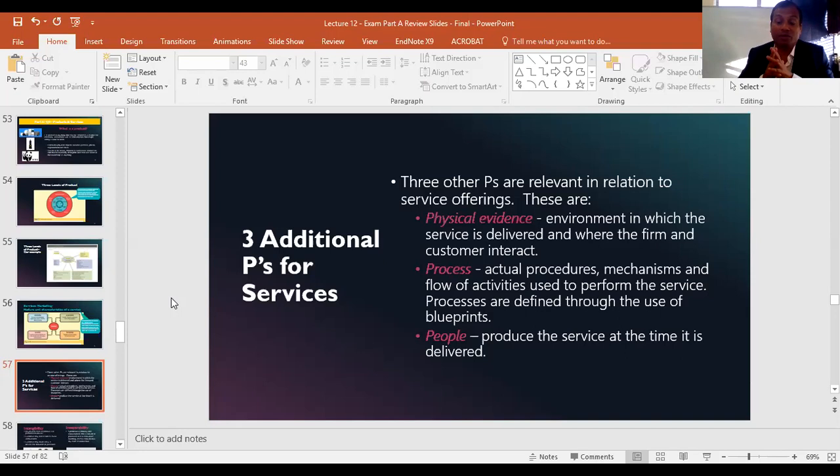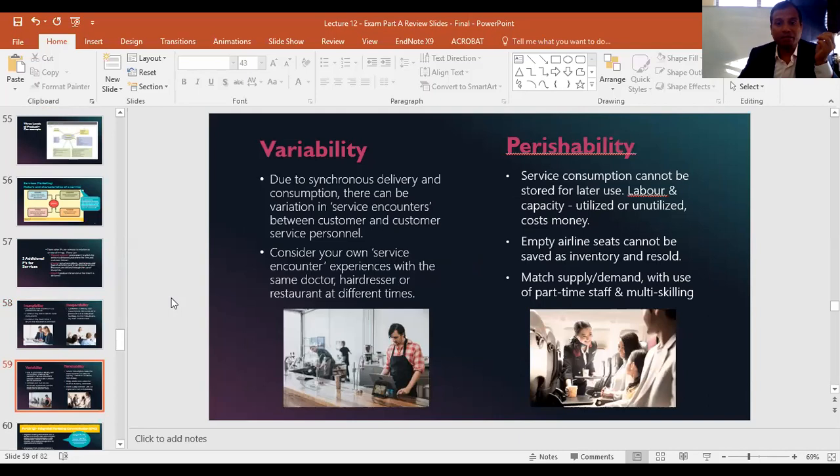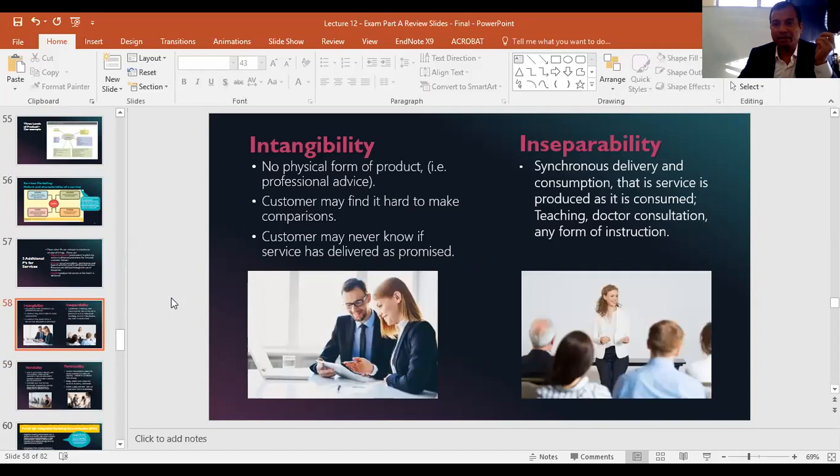And the people or the executives have to be very well trained to take on those challenges. In services, the producer and the service are delivered at the same time. But the remaining four P's are more general marketing mix, the generic P's of marketing that we have understood. Intangibility, inseparability, variability, and perishability. I think all these are clear for you guys.